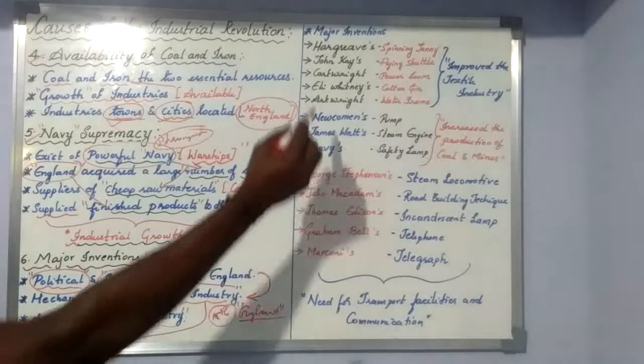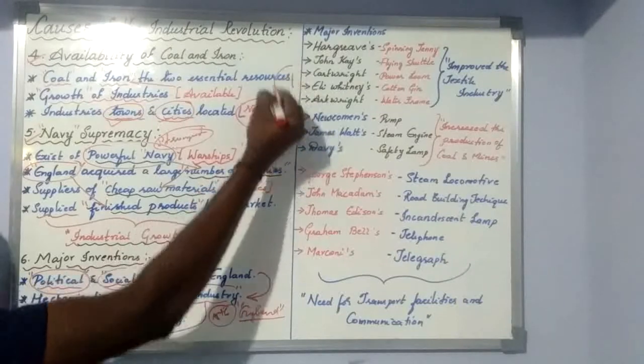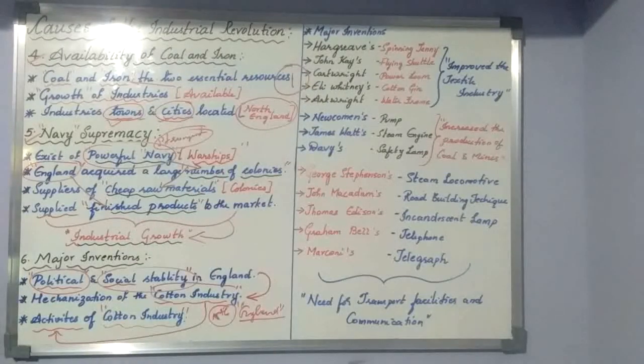That is the first major area of invention, where they gave importance to the cotton industries. That's the one aspect we have.